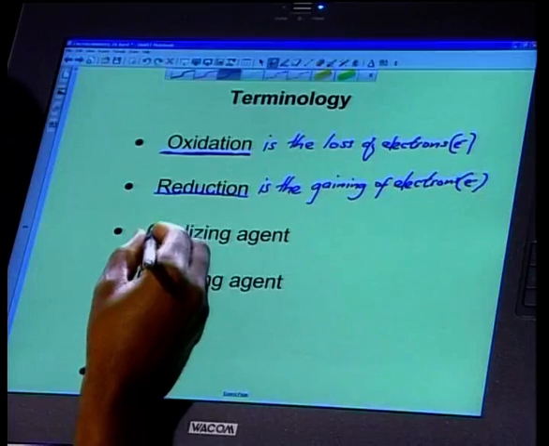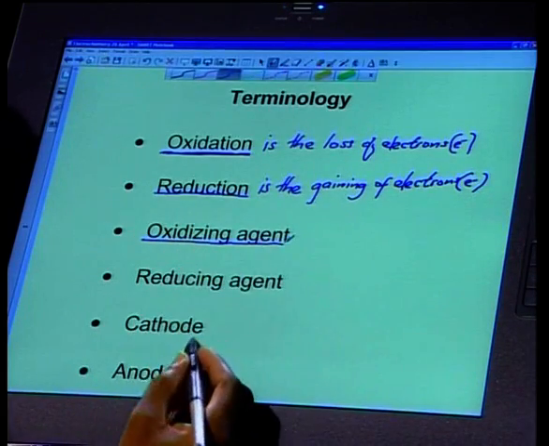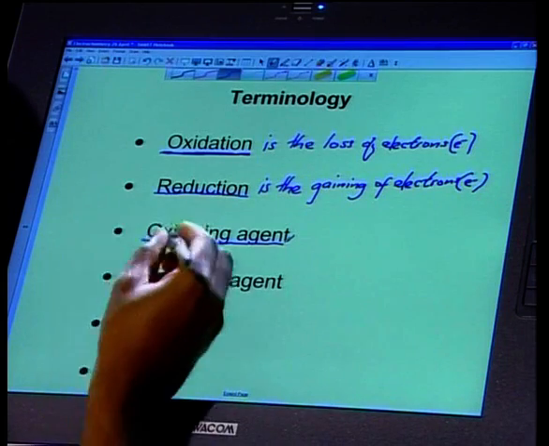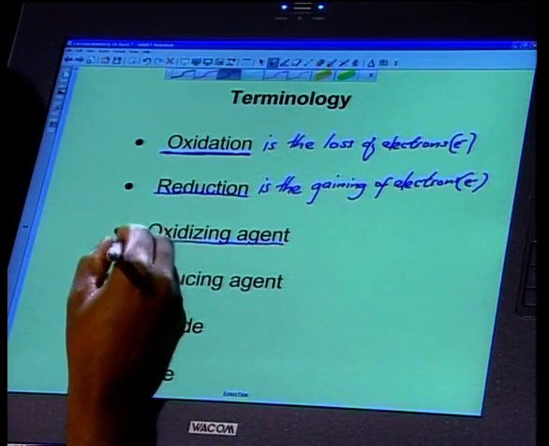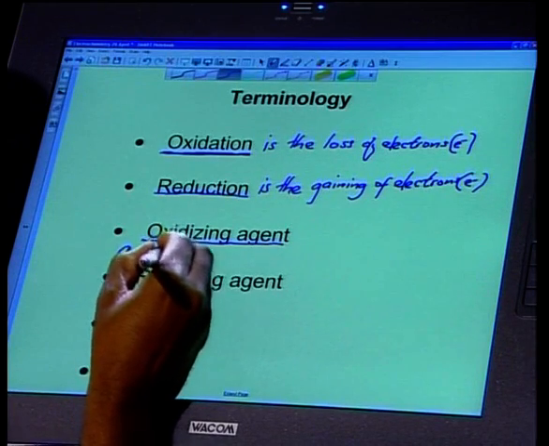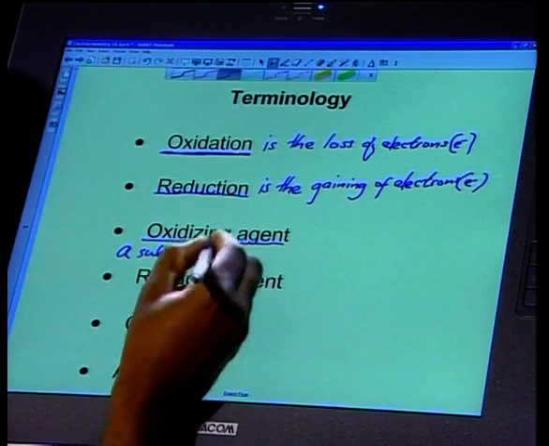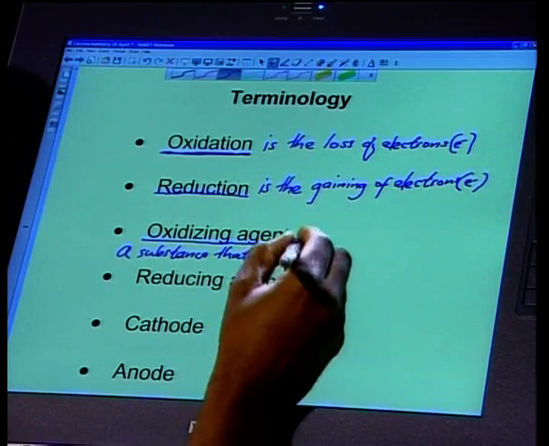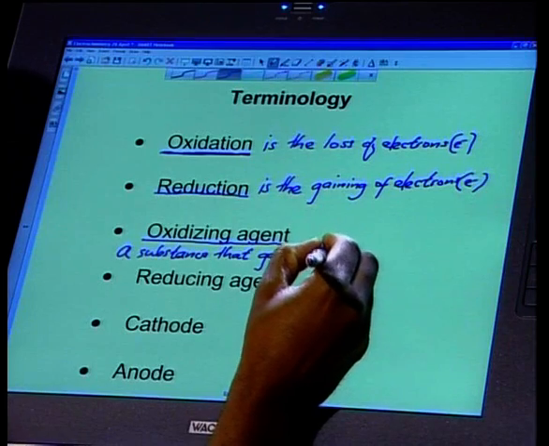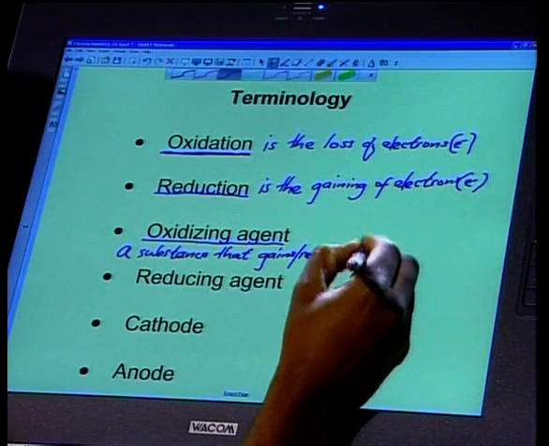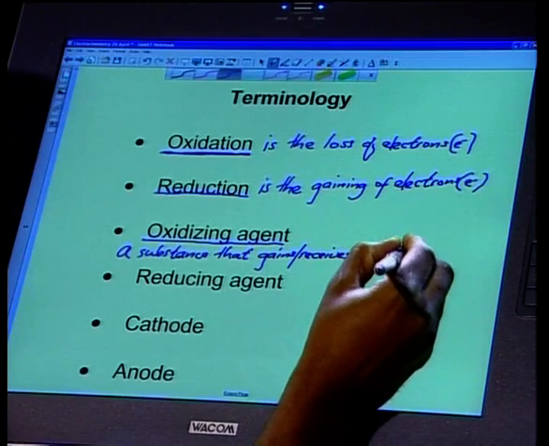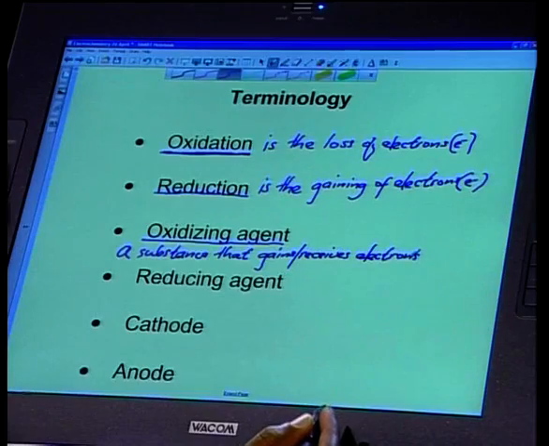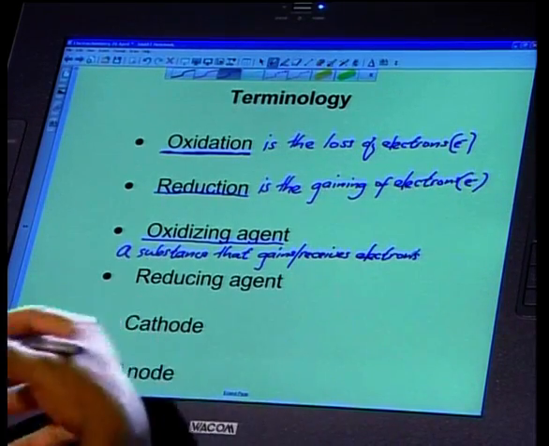Now let's move on and look at the next term. It's oxidizing agent. What will be an oxidizing agent? An oxidizing agent is a substance that gains or receives electrons. That substance is called an oxidizing agent because it causes the other substance to lose electrons.